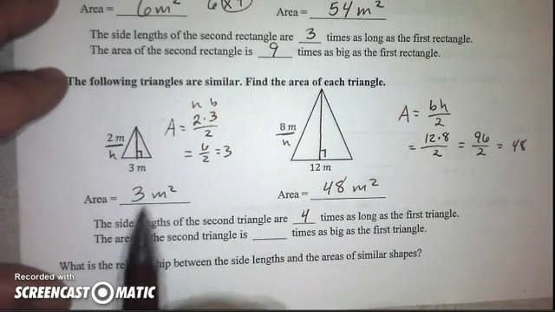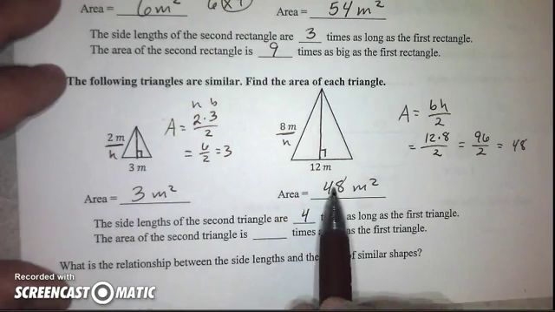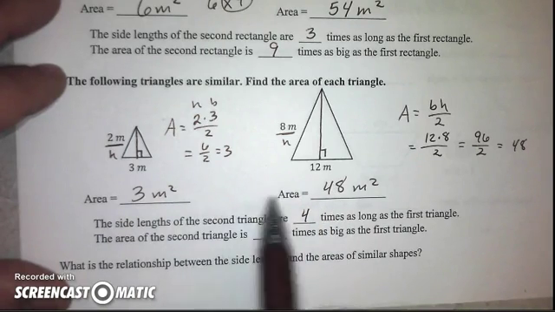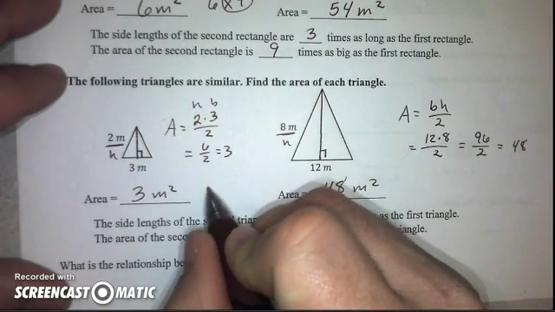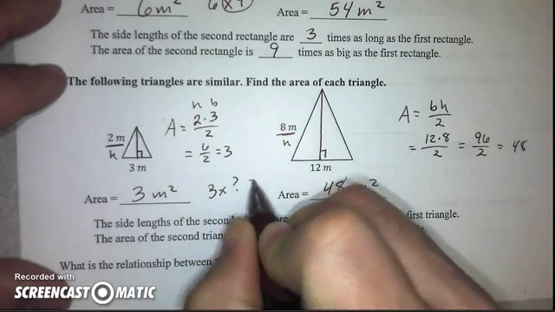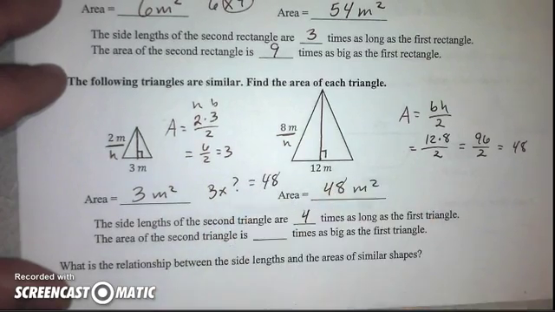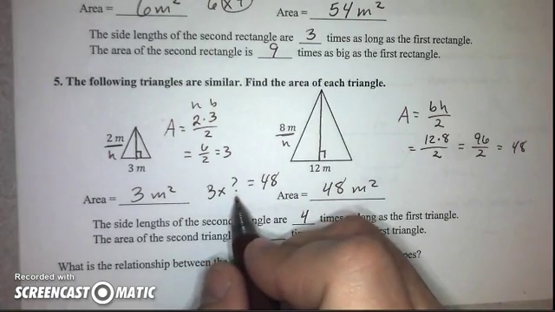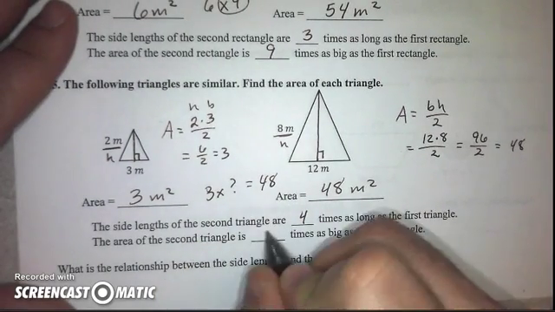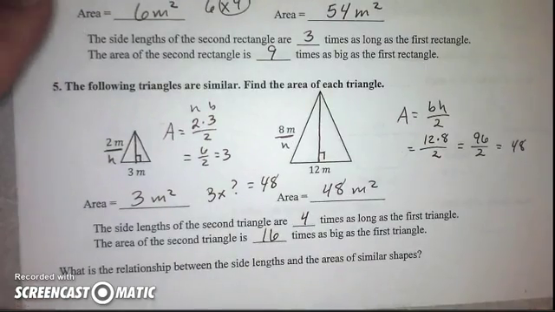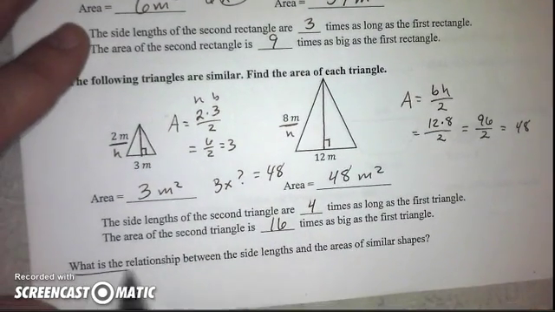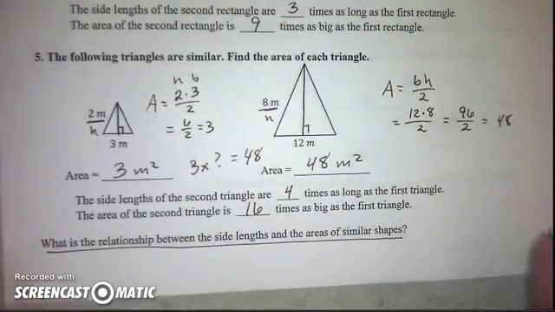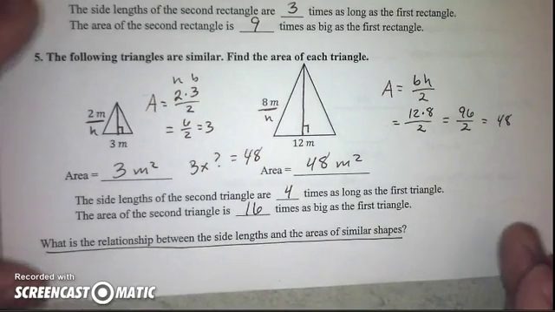But the areas go up by a factor of, what is our factor here? If I took 3 and multiplied it by what to get 48? Okay, you should know that answer. And really, you just do 48 divided by 3, and we know that we have to multiply it by a factor of 16. Okay? So to answer this question at the very bottom here, it says, what is the relationship between the side lengths and the areas of the similar shapes?